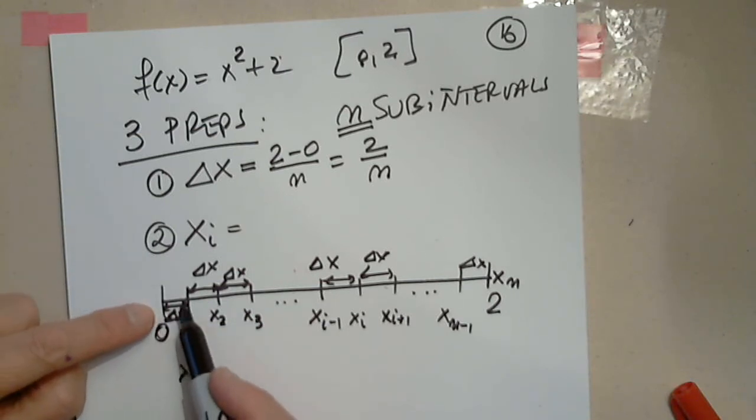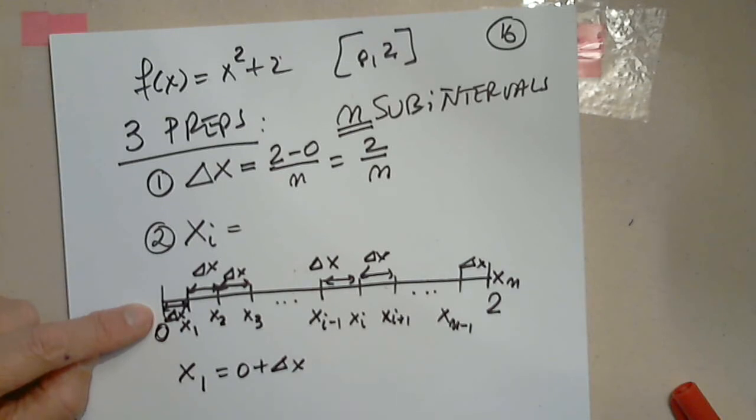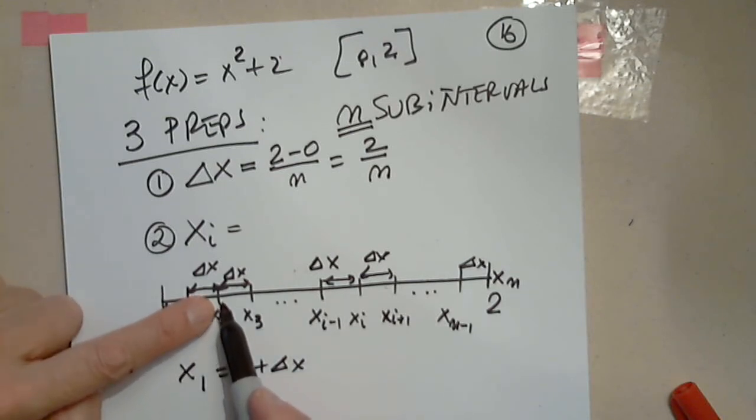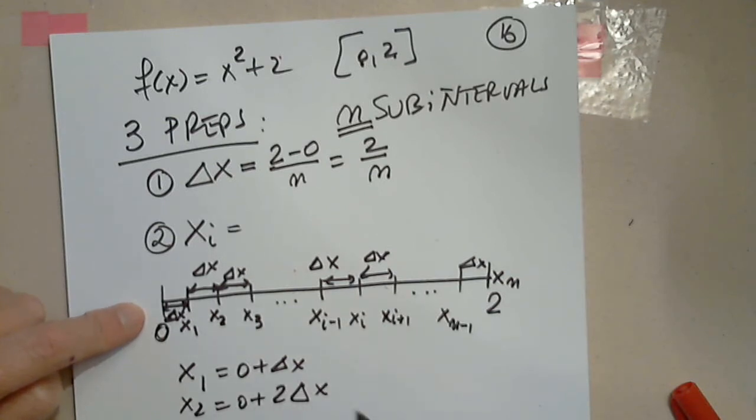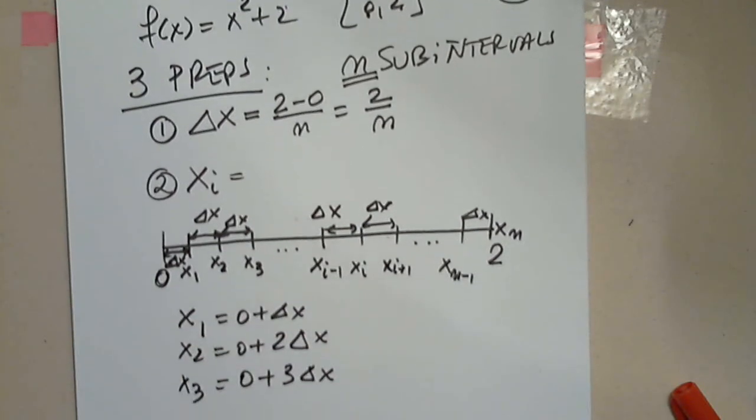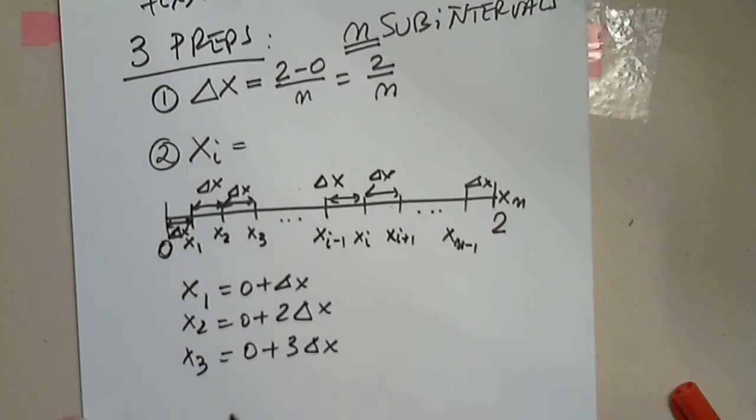Oh, okay, it's 0 plus delta x. How do I get to x2? No problem. It's 0 plus twice delta x. How do I get to x3? Well, no problem. It's 0 plus 3 delta x. I don't care for any of these. I care about xi.